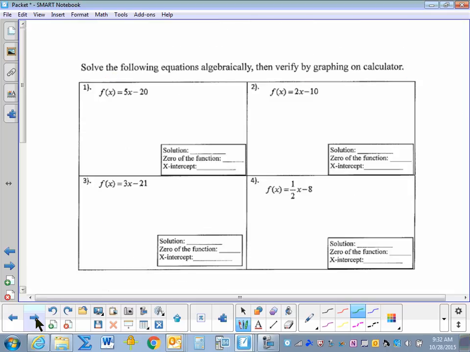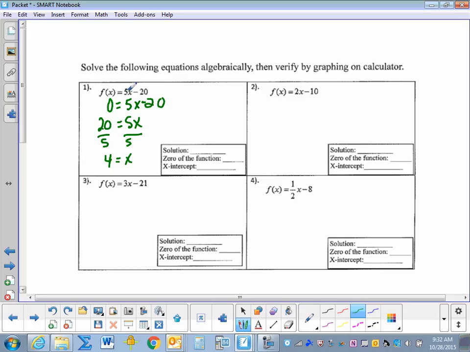All right, solve the following equations algebraically, then verify by graphing on the calculator. So I want the solution, the zero of the function, the x-intercept. So what is x when y is 0? So we have 0 is equal to 5x minus 20. Add 20 to both sides. And then divide by 5. X is equal to 4.